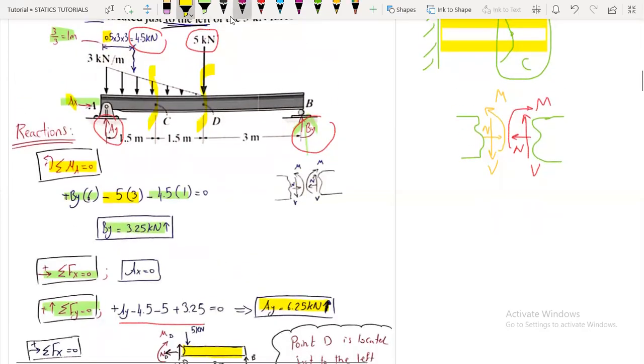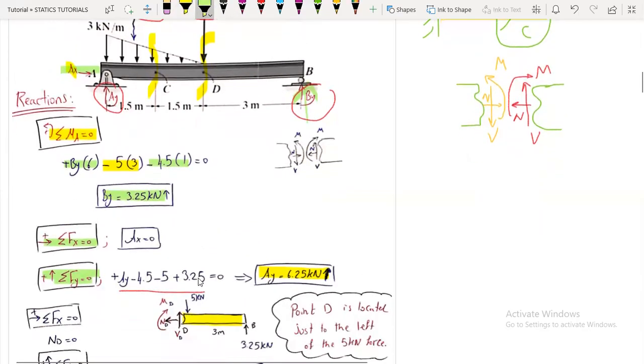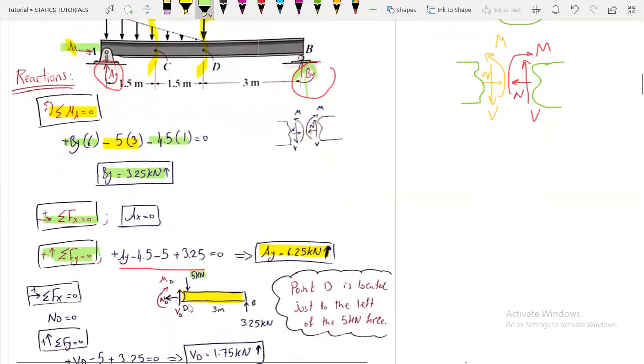So as we have said, this 5 kilonewton force will appear with us because point D is just to the left of the 5 kilonewton force. And we must make sure that we put the right directions. So the shear is upwards, the axial is to the left, and the moment is clockwise, okay?